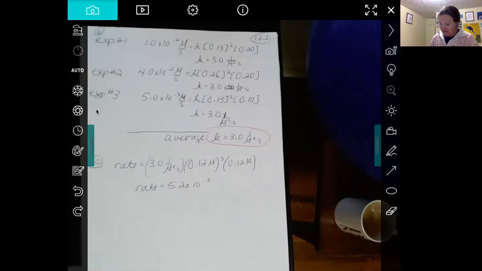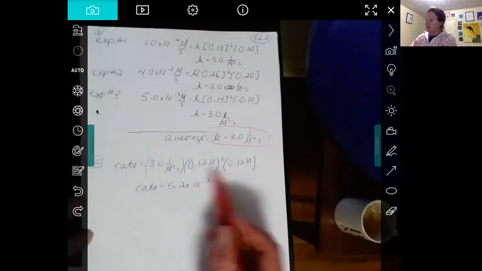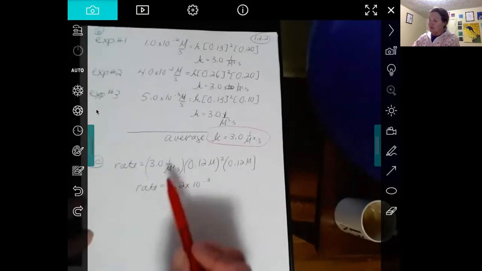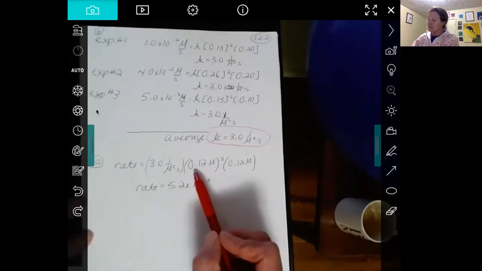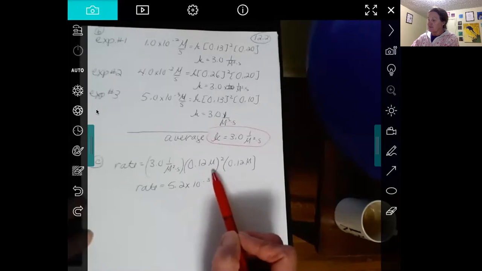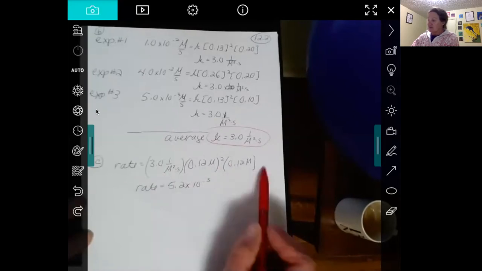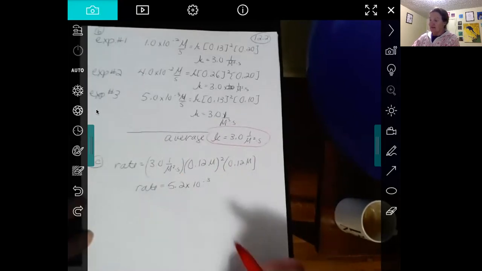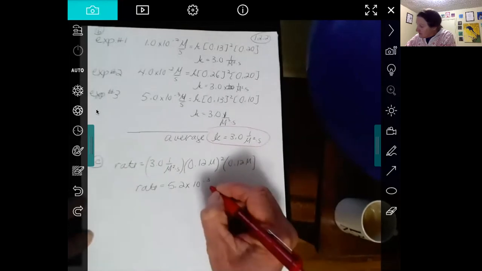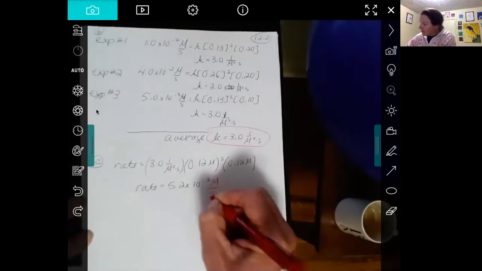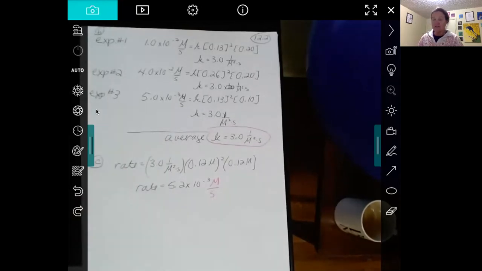And then the very last thing they ask you to do is what's the initial rate when the concentrations both start out at 0.12. So what's the rate when we know the rate constant? Each concentration starts out at 0.12. You just have to do the math on the right-hand side, and you end up with a rate, and I should have put in units, of 5.2 times 10 to the minus 3 molar per second.